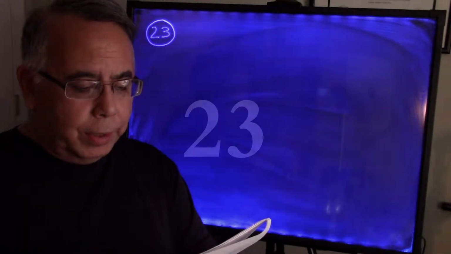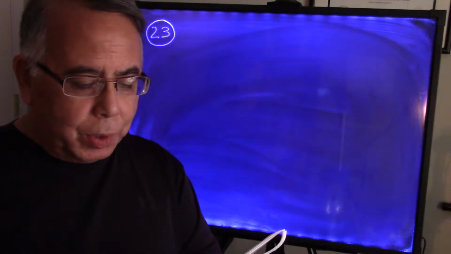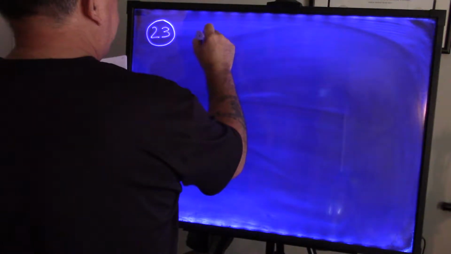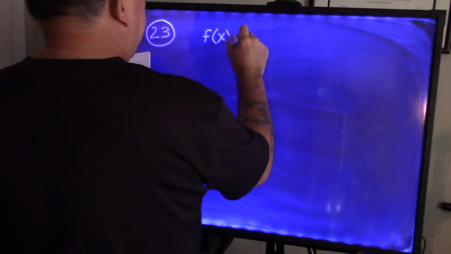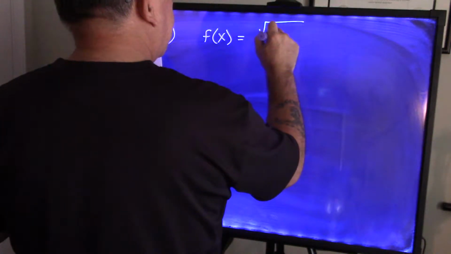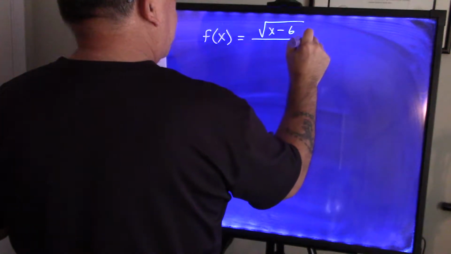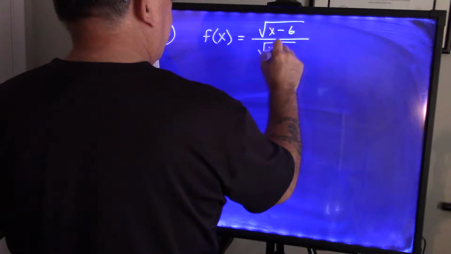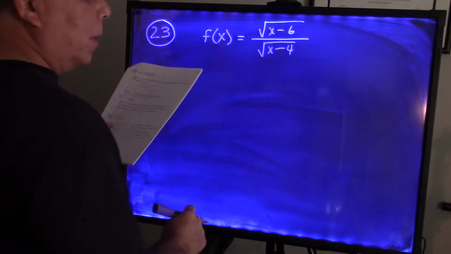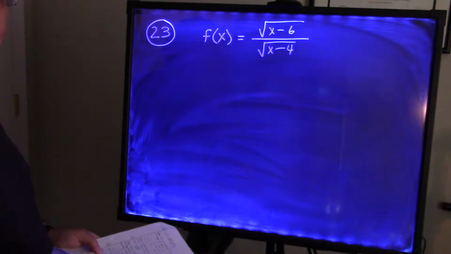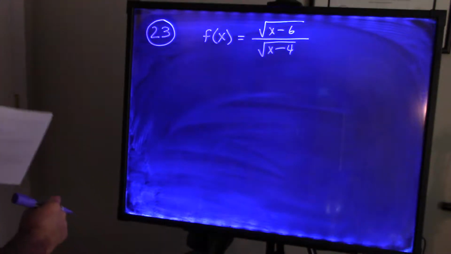Number 23, we have f of x is the square root of x minus 6 over the square root of x minus 4. This is a little tricky because you have square roots top and bottom here.